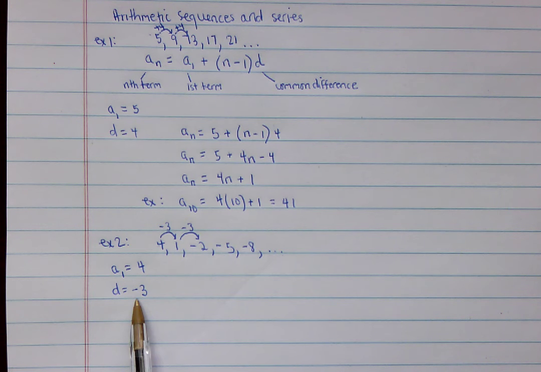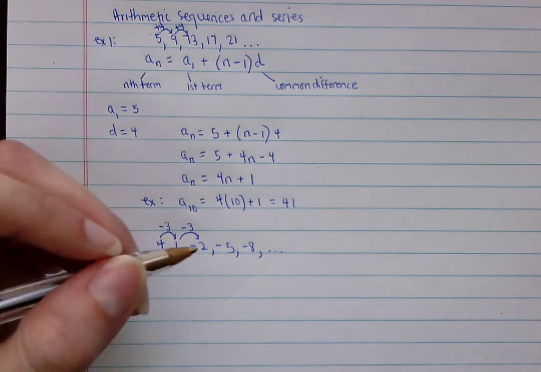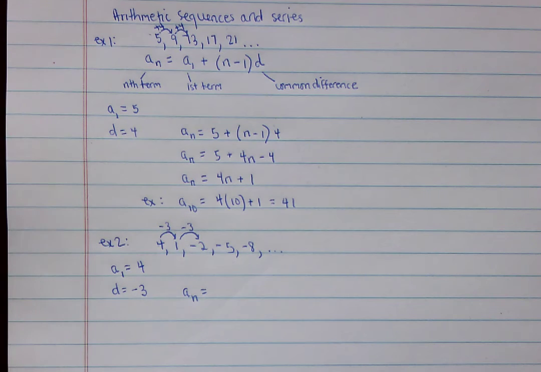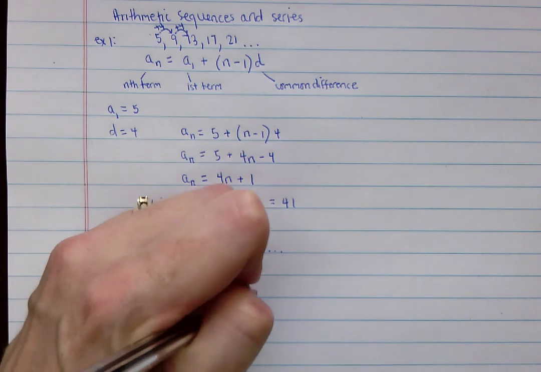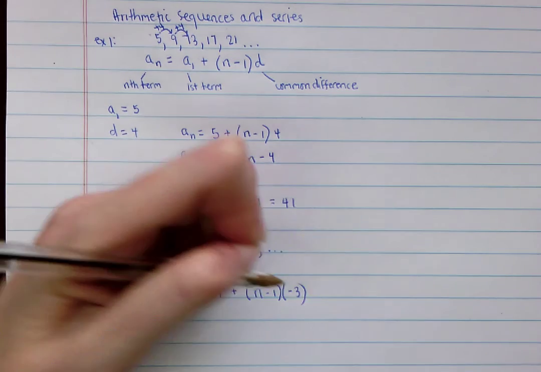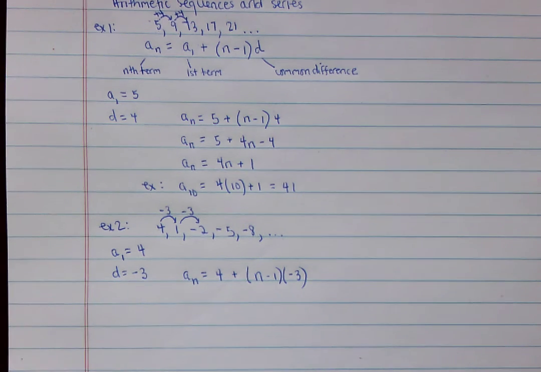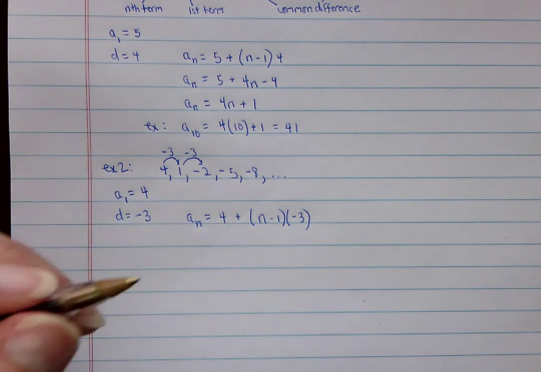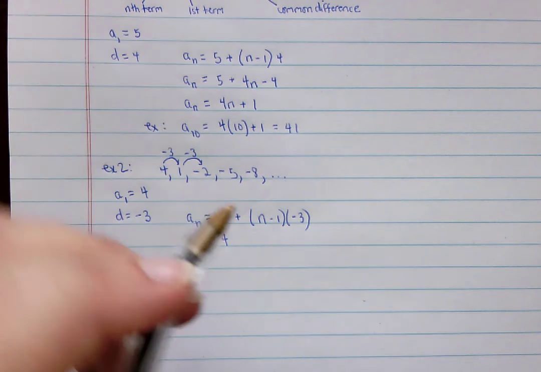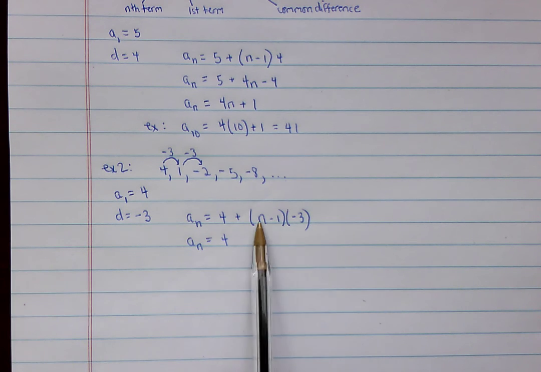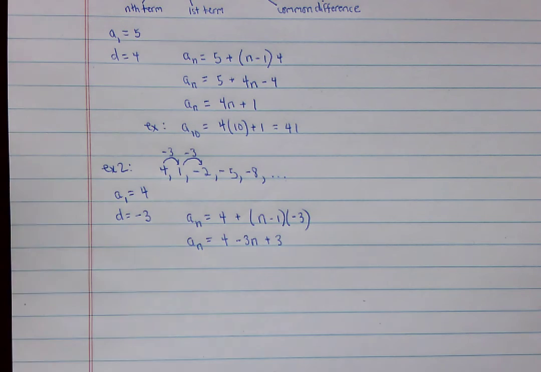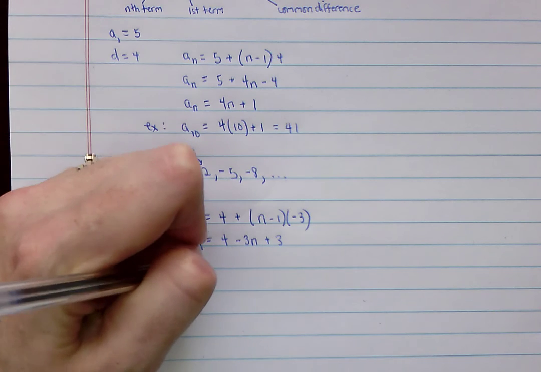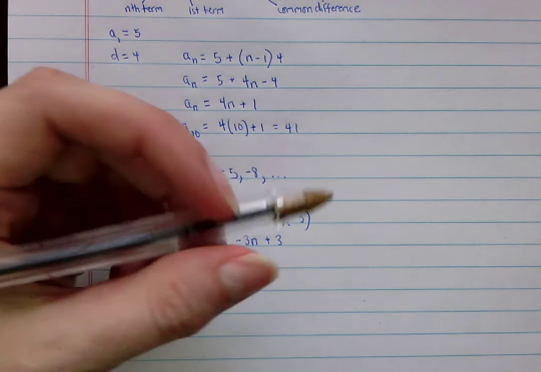And then all we have to do now is write our formula again. Going back to the formula, a sub n equals the first term plus n minus 1 times the common difference, and that's -3. Now we just simplify this, and then we'll get our formula. So a sub n equals 4, and then we distribute this -3 to both of these. -3 times n is -3n. -3 times a -1 is a +3. Now I'm going to write the -3n first, and then 4 plus 3 is 7.